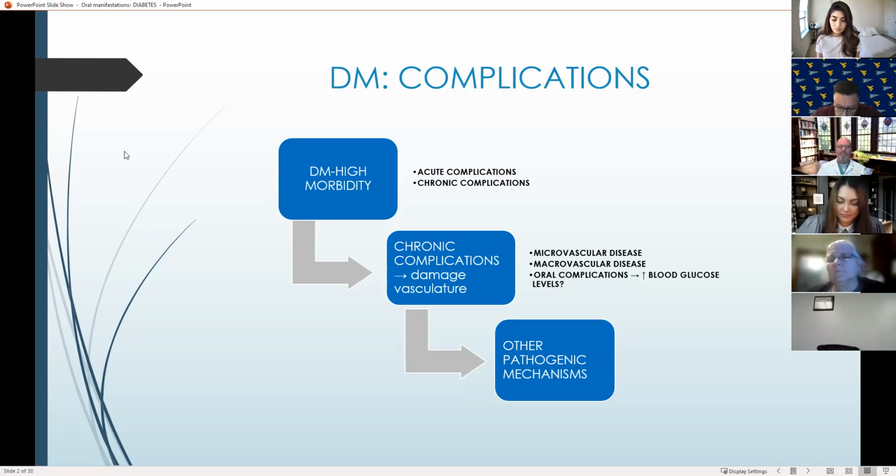The large majority of studies into oral complications still approach patients with diabetes from the limited perspective of elevated blood glucose levels. However, we know that there are many other pathogenic mechanisms that are involved in the development and progression of chronic diabetic complications.